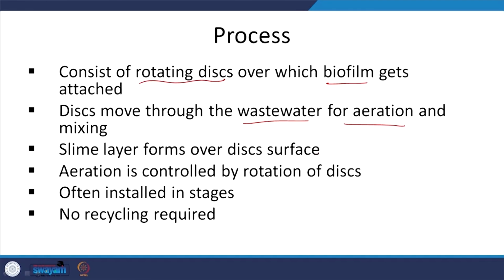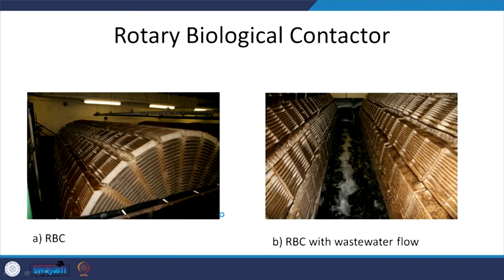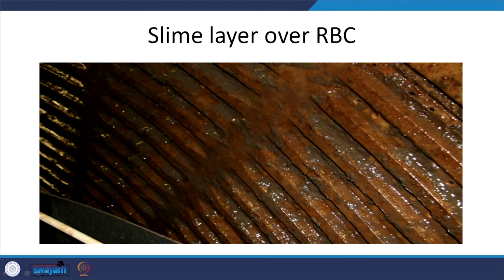So, a slime layer forms over the disc surface, aeration is controlled by the rate of rotation of the discs, and no recycling is required, but obviously effluent quality will be less. So, here you see the rotating biological contactors, RBC, with the wastewater flow typically in this direction. These are the discs, and you can see the slime layer, the attached biofilm, all over. In some places relatively less, and some places relatively more.